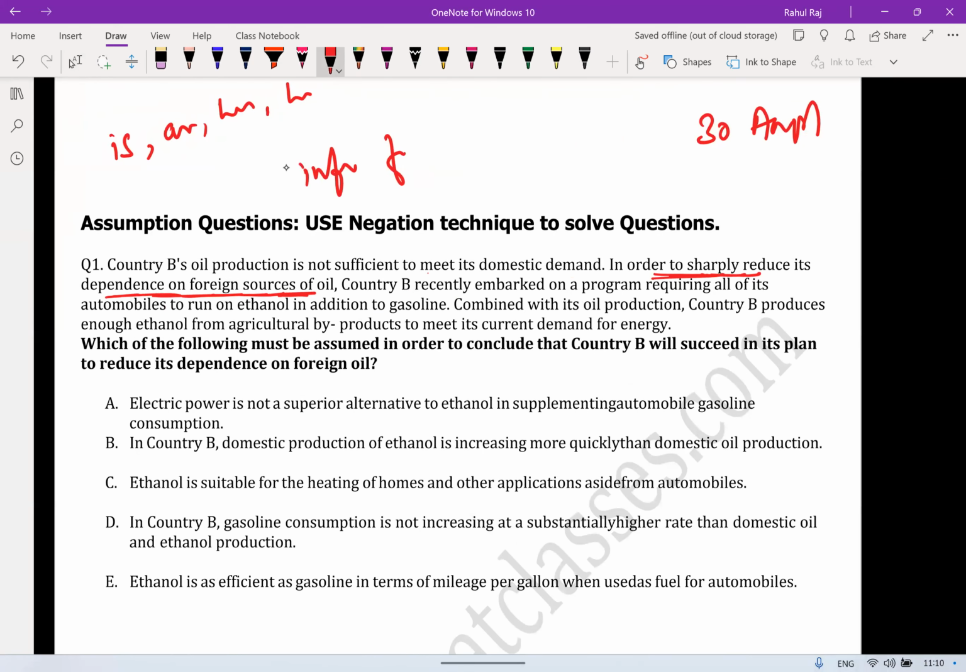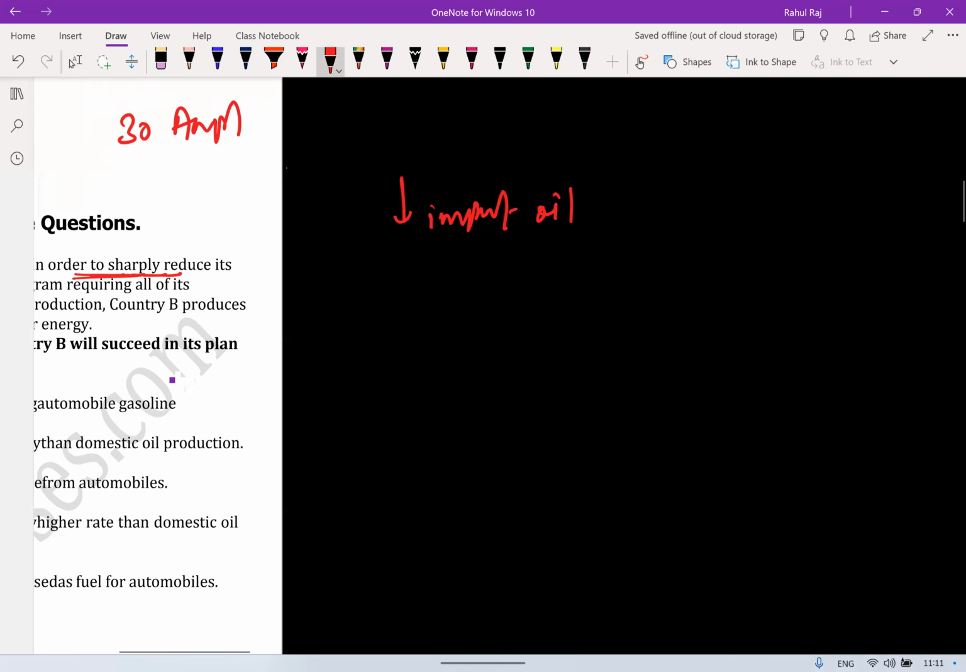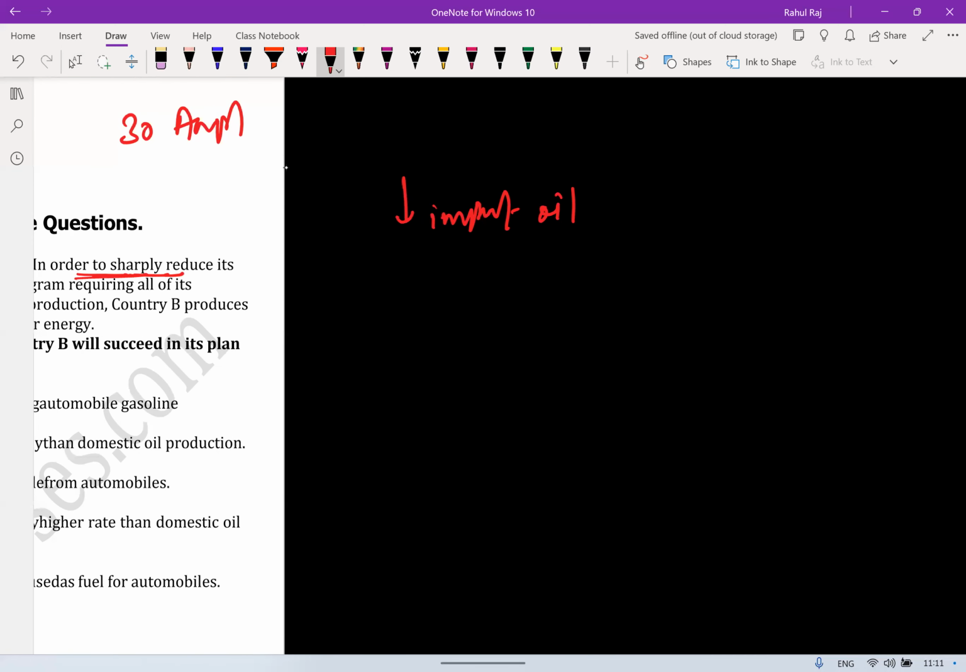So see here, in order to sharply reduce the dependence on foreign sources of oil, now they used to import because there was insufficient oil in their country. They wanted to import the oil. Now what are they doing? They are trying to reduce the import. I'm just drawing the entire flow of the argument. They want to reduce the import.